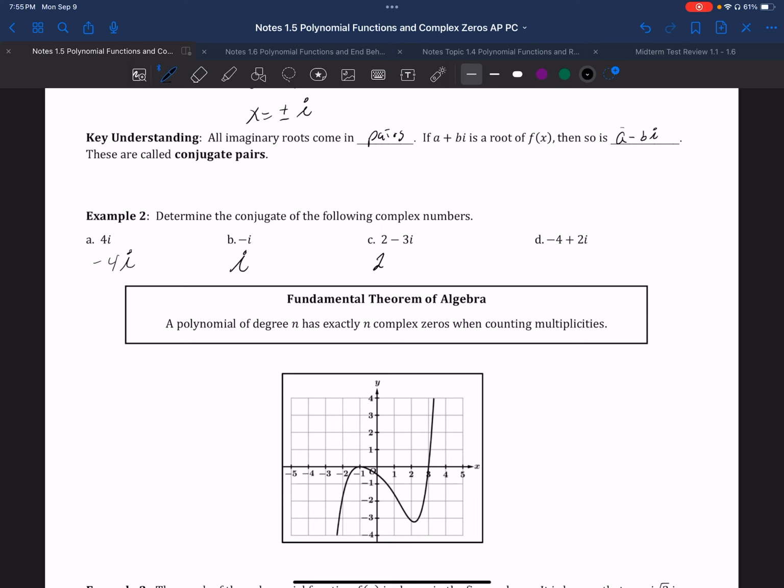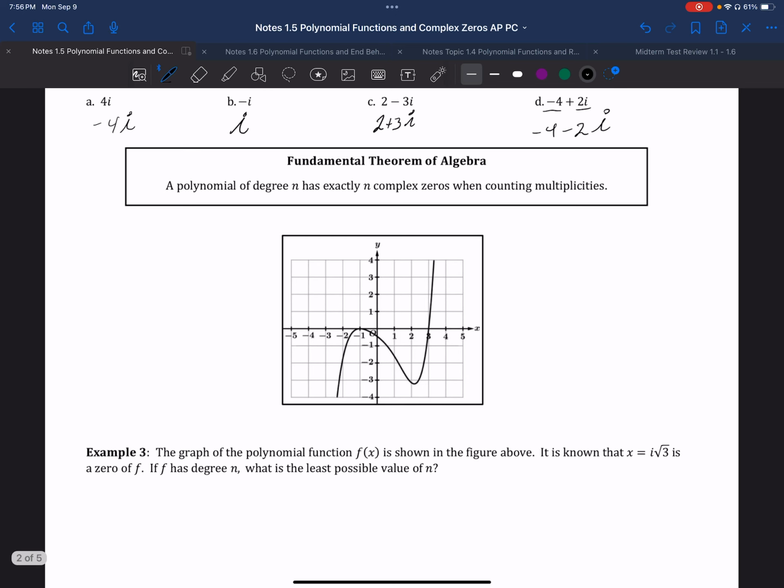So for c, it's going to be 2. That part is your a, which will stay the same. And then the imaginary will have the opposite sign. So final answer will be 2 plus 3i. Same thing for d, the -4 will stay the same, and then the part with the i, change the sign to a negative since it's already positive.